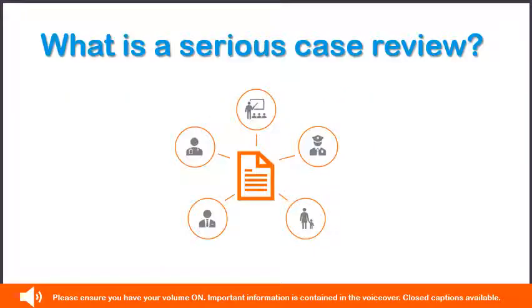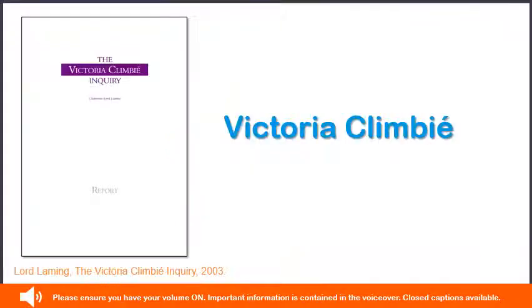A serious case review is carried out following the death or serious injury of a child due to abuse or neglect. Serious case reviews establish whether there are lessons to be learned about how we safeguard children. The first example of a serious case review that we're going to look at is that of Victoria Climbié.